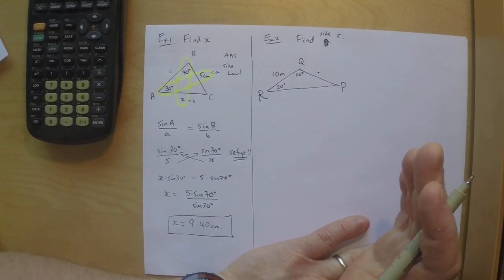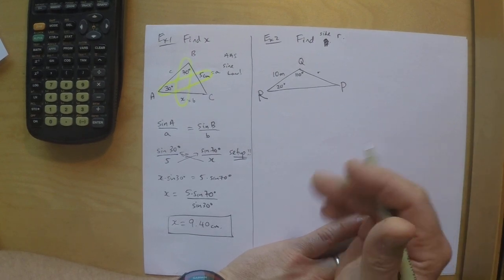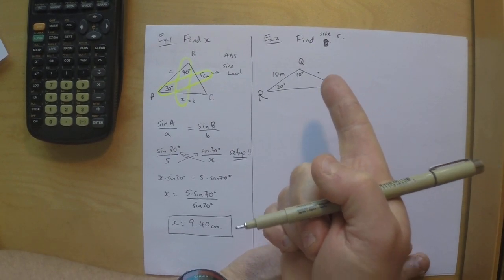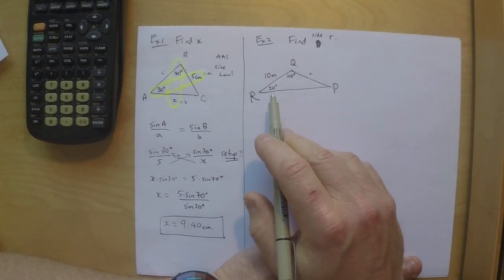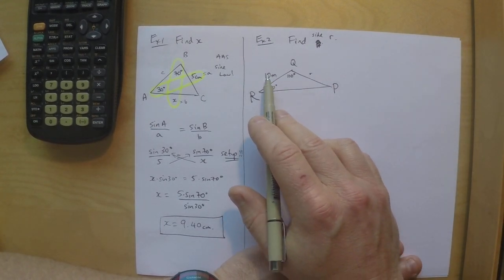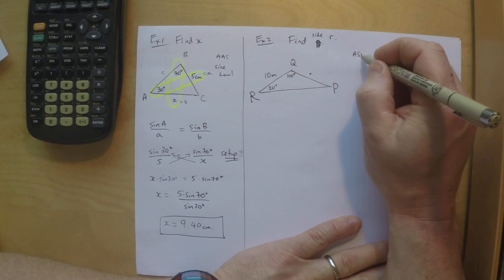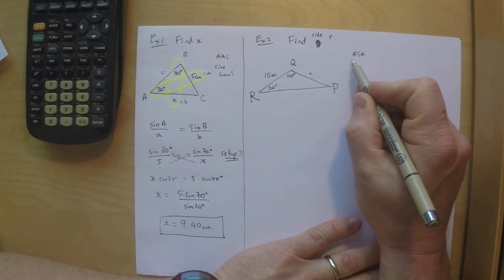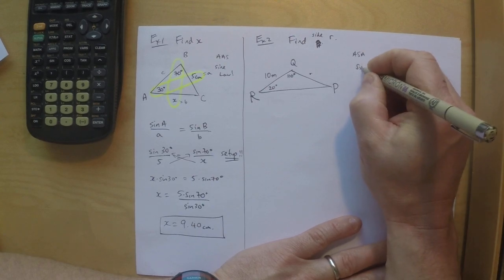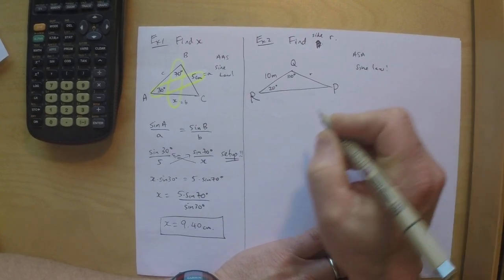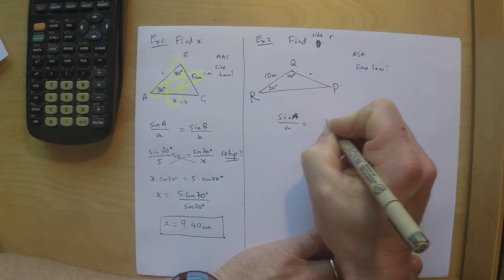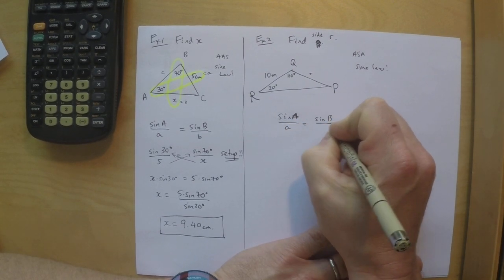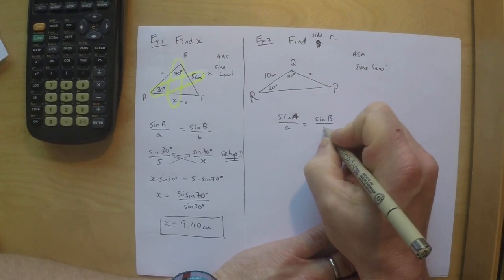All right, so I look at it, ask myself, what can I use? No 90, so SOHCAHTOA and Pythagoras are out. Sine law or cosine law? Well, I've got angle, side, angle. That is not SAS and not side, side, side, so I know this is sine law. So right away, I write out the sine law formula. Don't even think twice. I don't care if it's A's and B's, even though I'm using P's, Q's, and R's. I'll change that in a minute.